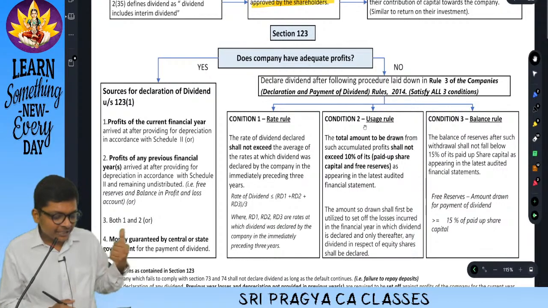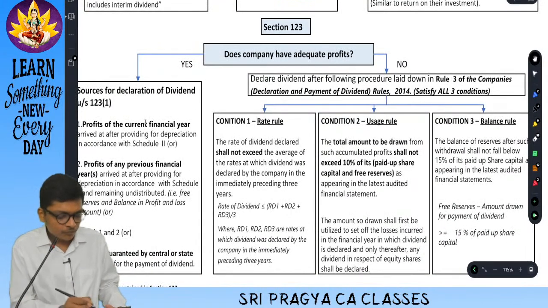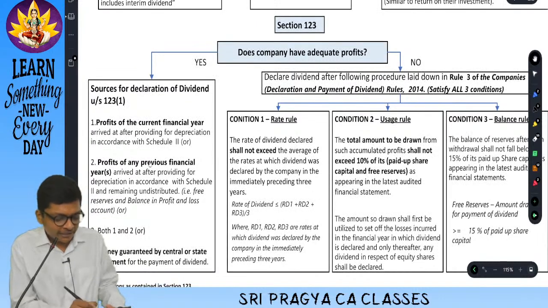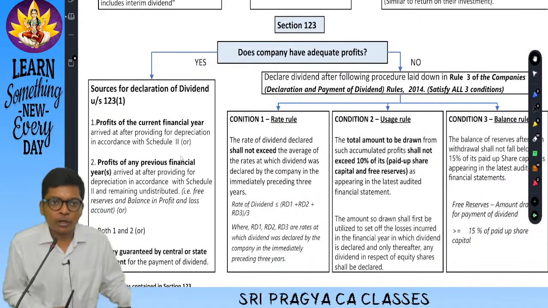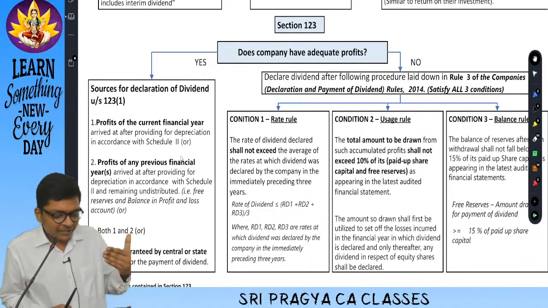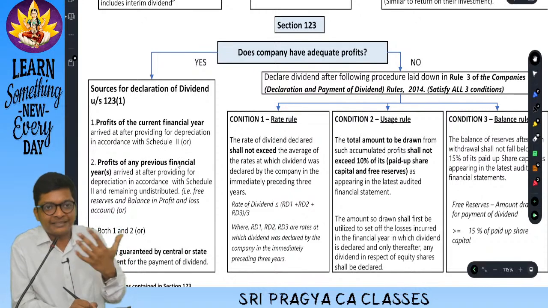Source for declaration, left hand side. Can you see profit of current year, profit of previous year, both 1 and 2, money guaranteed by central and state government, possible of under that profit of current year and profit of previous year. I will check. There is one more point. I will explain that later.